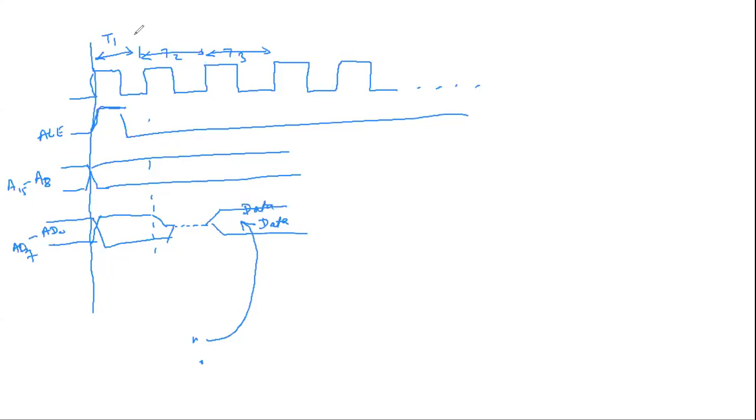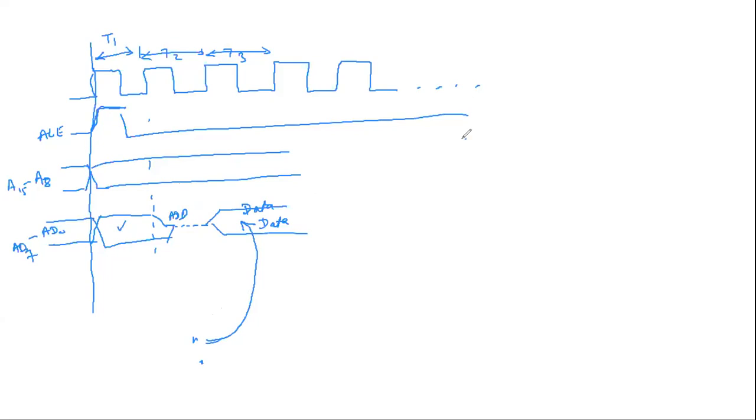Now you can see during T1 state you are doing demultiplexing. During T2 state the addresses are put onto these lines. During T3 you are reading or writing onto the data bus. Got it? Is the concept clear? So what do you say?